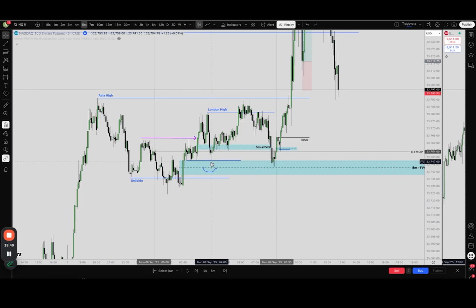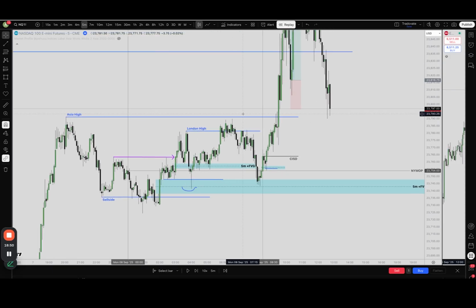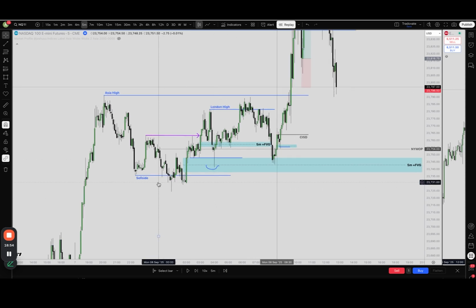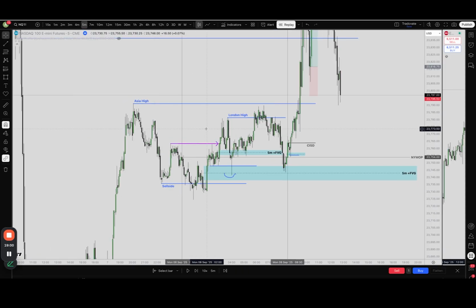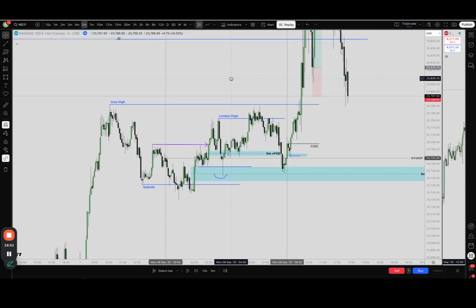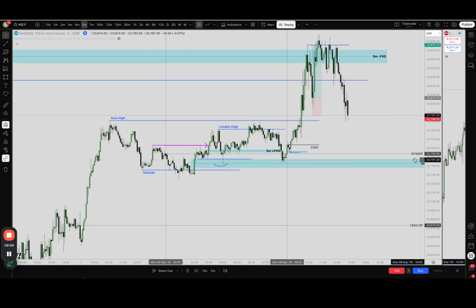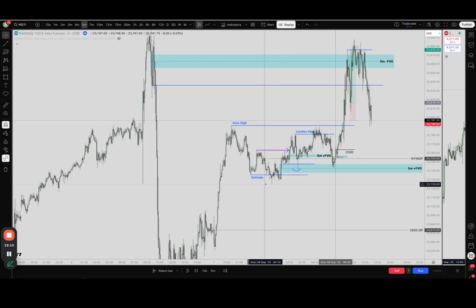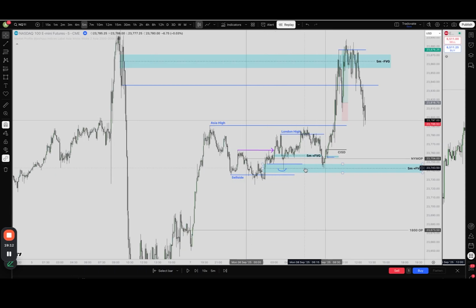Okay. All right. So the reason why I wouldn't take a trade in this narrative right here is simply if we would have violated this low right here. Because if we would have violated this protected low, I'm no longer expecting price to push up. Okay? But because this low stayed intact, I'm expecting price to continue to push up.